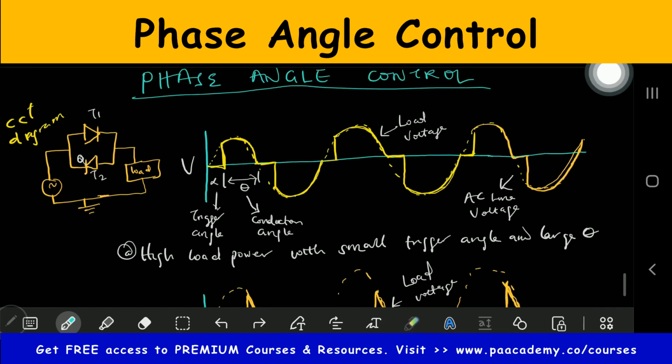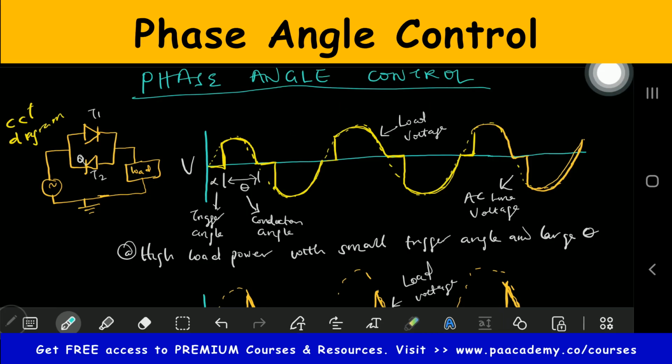Basically, if you look at it, you see that the waveform is not starting from here. Phase angle control is not a full wave, so you need to also understand that. In this phase angle control, you see that in every cycle you are not getting the full wave as it should be.